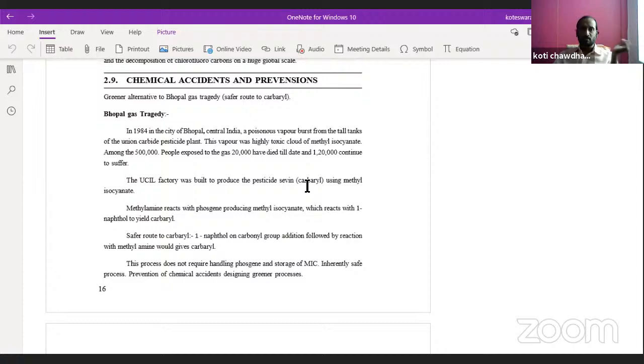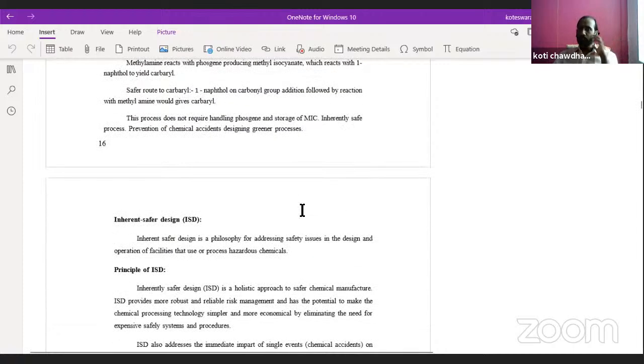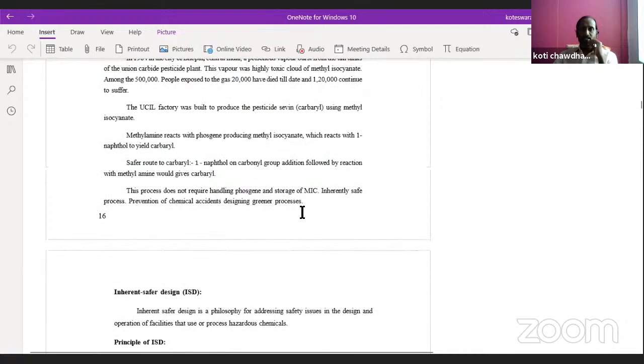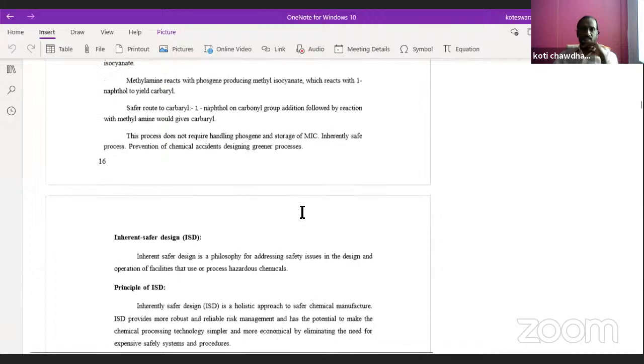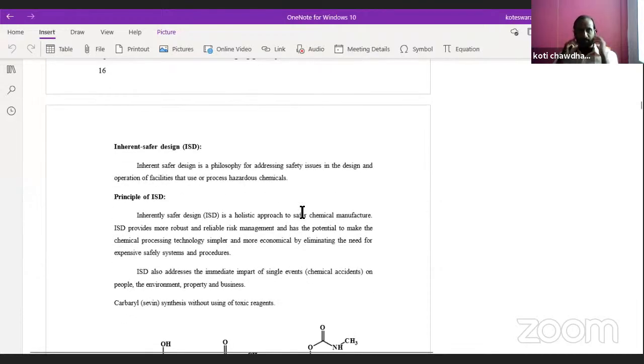This is a very tragic accident, due to the difficulty in the process for the maintenance of methylamine and phosgene gas. Both are hazardous chemicals, but we are modifying this by using the inherently safer design process. Using the inherently safer process means converting the conventional process into a safer process by using green technology. This is the main principle of ISD, that is, inherently safer design.